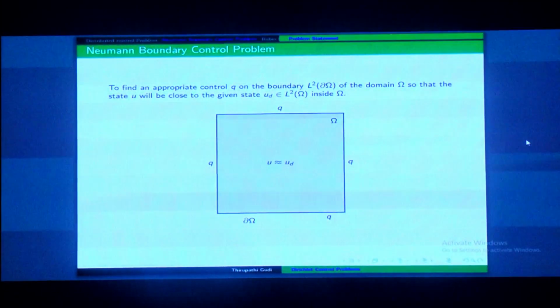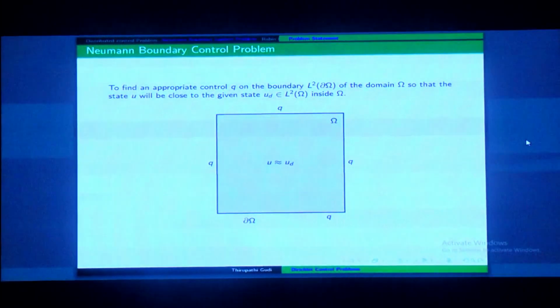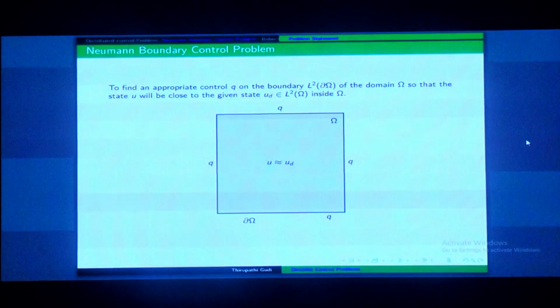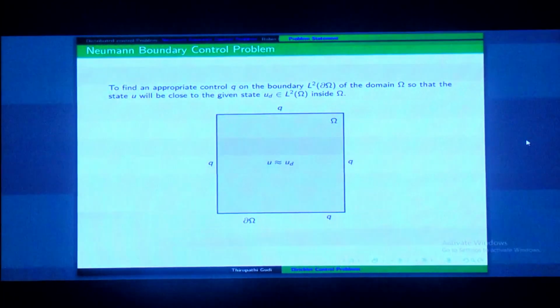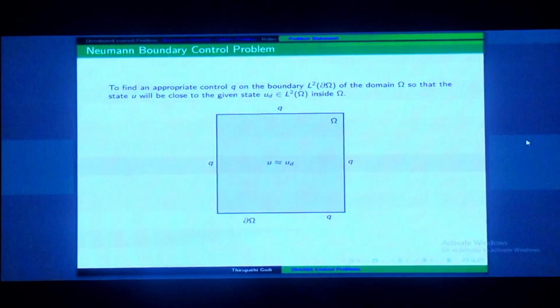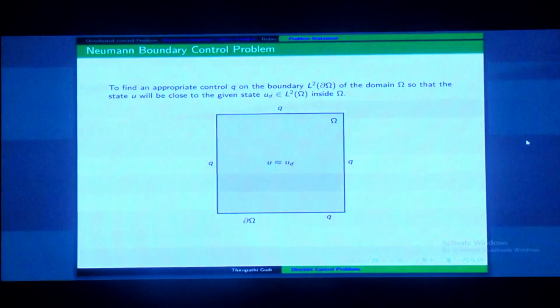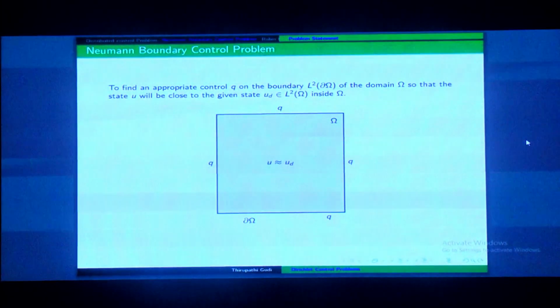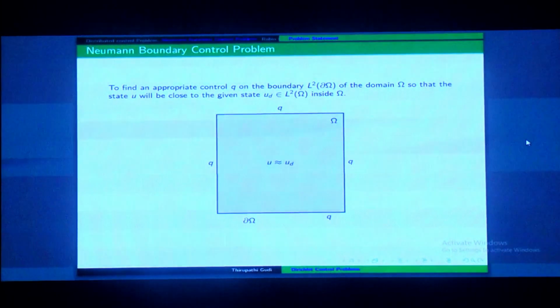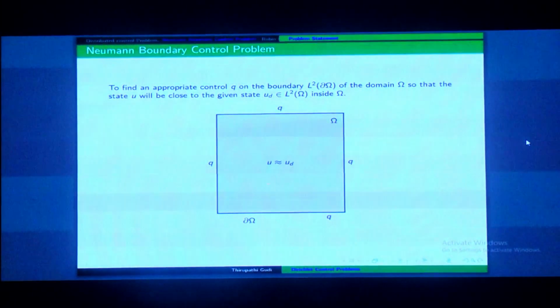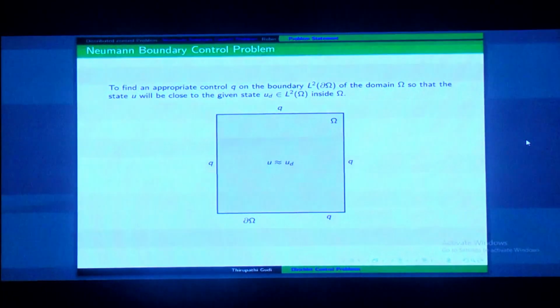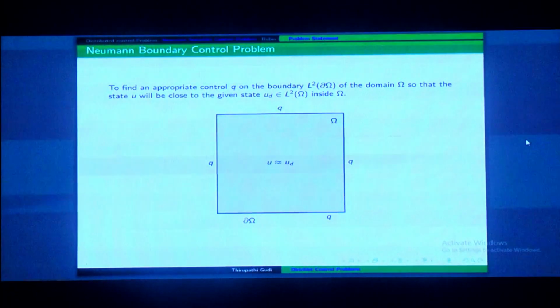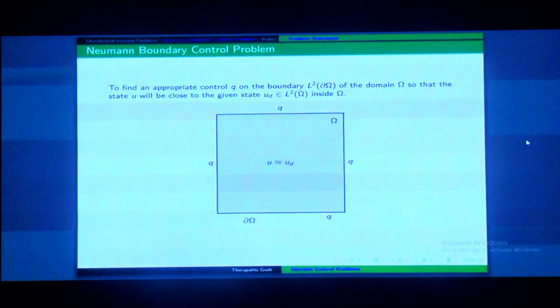The other one is the Neumann boundary problem. So the PDE can have inputs, the source function and the boundary data. So when you give the input through the source function, it is distributed. But if you give the source through Neumann boundary data, it is a Neumann boundary control problem. The similar problem you can ask: you want to control U close to UD inside the domain by giving proper flux Q through the boundary.